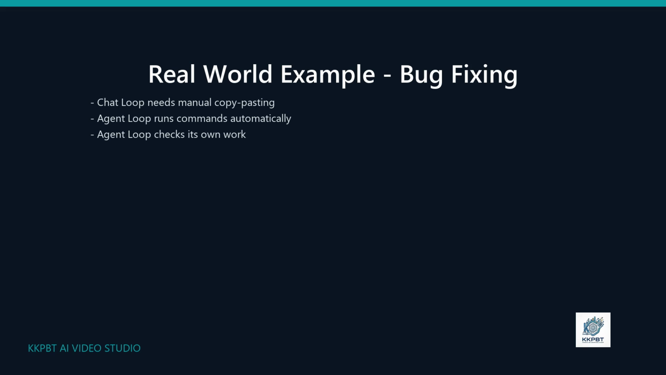Let us look at a real-world coding example. Imagine a software engineer fixing a bug in a code repository. In a chat loop, the engineer must paste code snippets into the chat, ask for advice, copy the AI's response, edit the file, and run tests manually. In an agent loop, the AI autonomously opens the code files, runs terminal commands to test the code, edits the broken files, and verifies its own work until the bug is fixed.